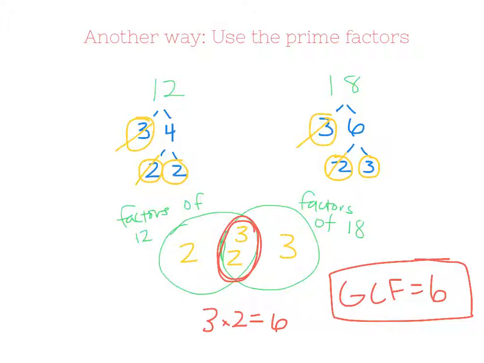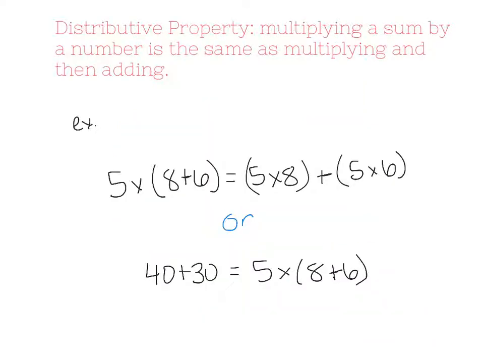I don't care which way you do it, whether it's list or T-chart or prime factors, that is totally whatever works best for you. Okay, now the next thing I need to show you is the distributive property. So with the distributive property, you're going to have to know the factors so you can pull them out of numbers.